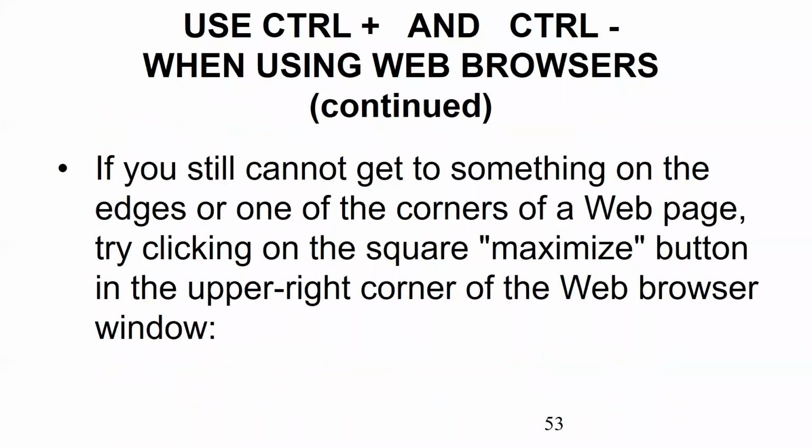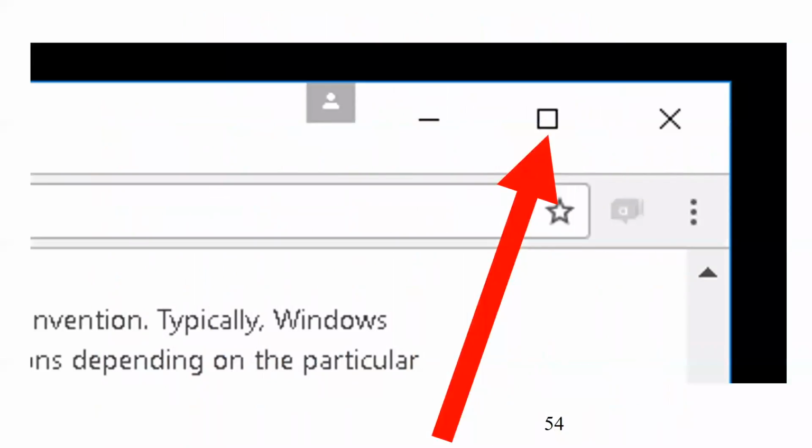So try that. Now, if you can't get to something, happens all the time in Yahoo Mail and in Gmail. If you can't get to some button, it just stays off the screen. No matter how many times you press Control plus or Control minus, go and press the maximize button, that maximize button at the very top of your web browser window, and all of a sudden whatever is stubbornly off your view comes into view, and you can use it.